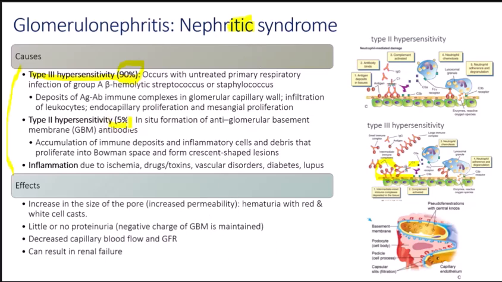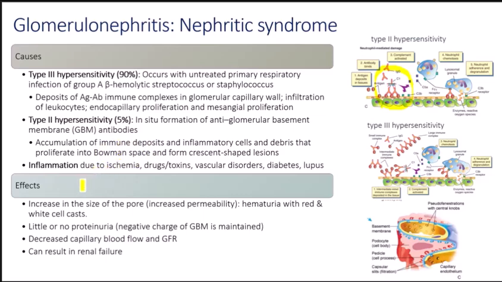Now the second cause, much less, is due to a type 2 hypersensitivity. This is where we have antibodies that are formed against the glomerular basement membrane, so anti-glomerular basement membrane antibodies. They form a connection with the glomerular basement membrane, and then you have the leukocytes that come in and end up destroying the basement membrane unintentionally. And so we get accumulation of both immune deposits and inflammatory cells and other debris that can extend into Bowman's space, that capsular space, and form lesions.